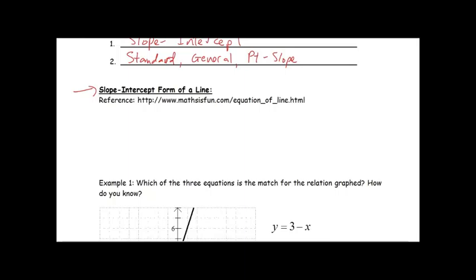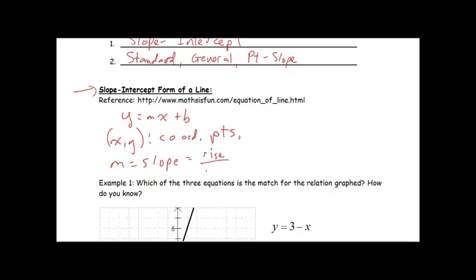Okay, just to summarize what that website says, our slope-intercept form of a line looks like y is equal to mx plus b, where x, y are coordinate points. M is your slope, which is your rise divided by your run, and then b is the y-intercept. It's where your line will cross the y-axis. Okay, so we'll keep this in mind. I'm going to put a little highlighter around that general form, because we see that over and over again as we go through math courses in high school.